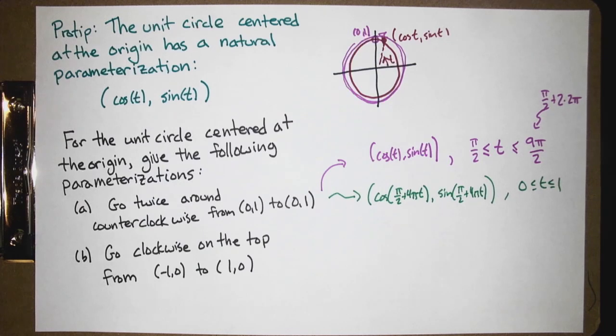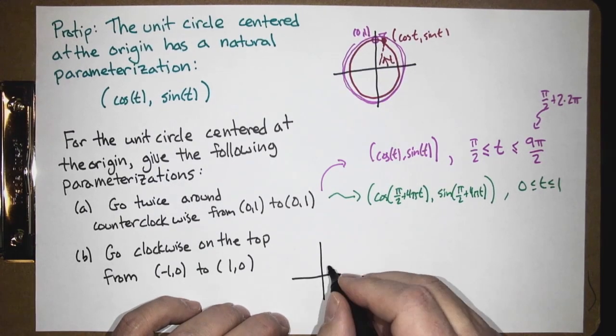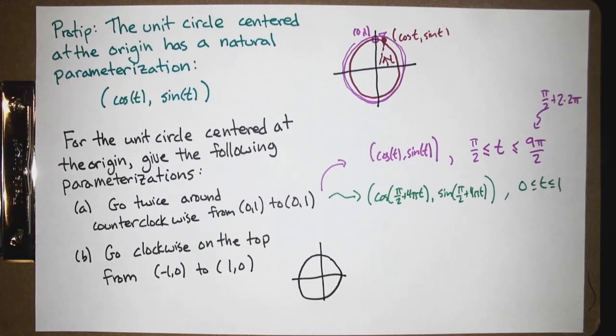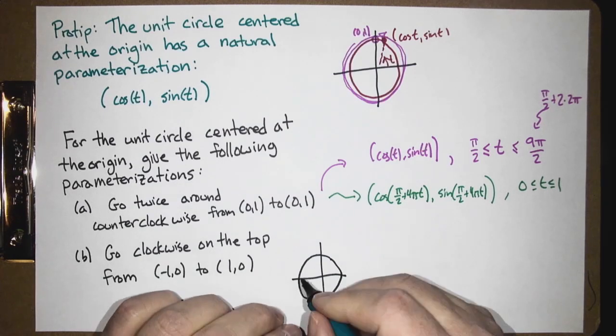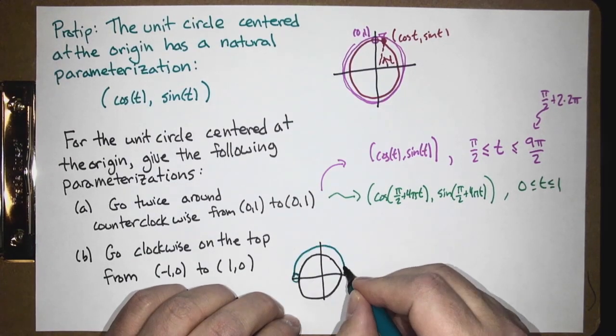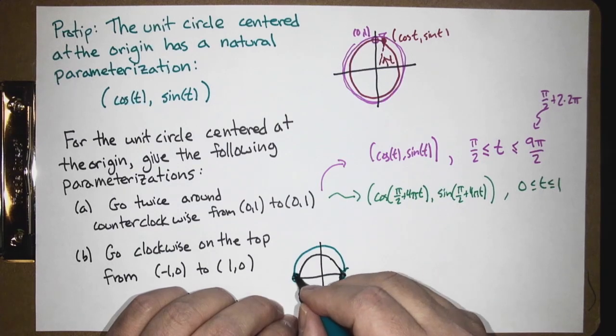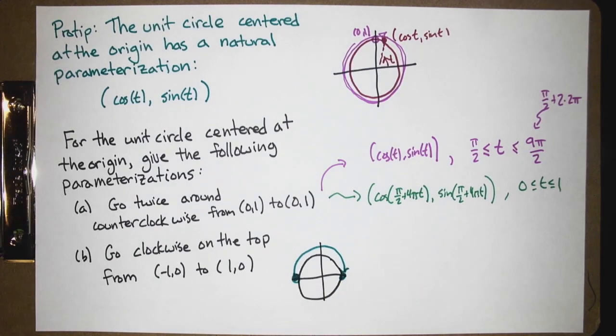to 1, 0. So to redraw, what are we doing? We want to go from negative 1, 0 to 1, 0. So that's what we're trying to do. We're going on the top half, but we're going clockwise. Can we do it? Do we have the technology? So there's a lot of options.